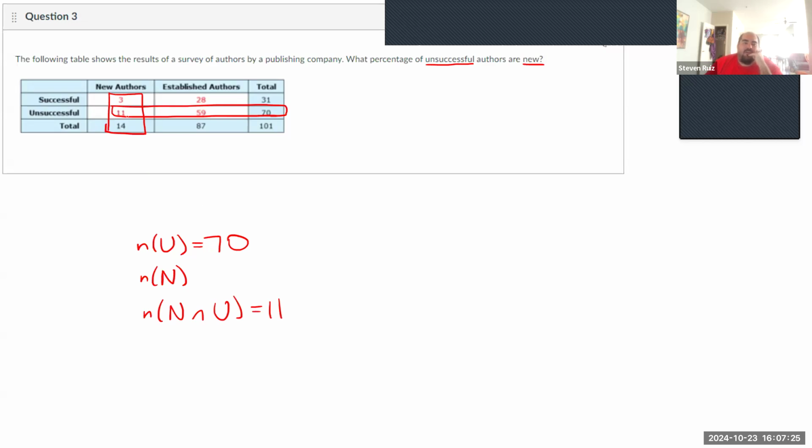Right. I'm not looking for the percentage of unsuccessful authors as a proportion of new authors. That actually wouldn't make sense. That'd be 70 out of 14. Or no, I'm looking the wrong way. But either way, that's not what I'm looking for. So the probability I'm looking for is this.